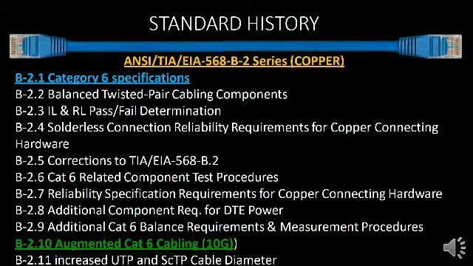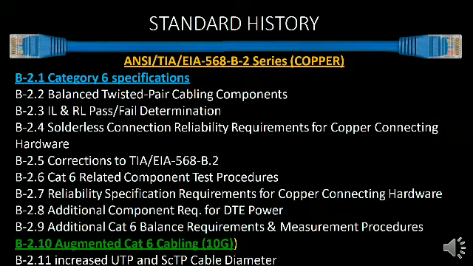B2.1, Category 6 Specifications. B2.2, Balanced Twisted Pair Cabling Components. B2.3, IL and RL Pass-Fail Determination. B2.4, Solderless Connection Reliability Requirements for Copper Connecting Hardware. B2.5, Corrections to TIA/EIA 568B.2. B2.6, Cat6 Related Components Test Procedures. B2.7, Reliability Specification Requirements for Copper Connecting Hardware. B2.8, Additional Components Requirement for DTE Power.